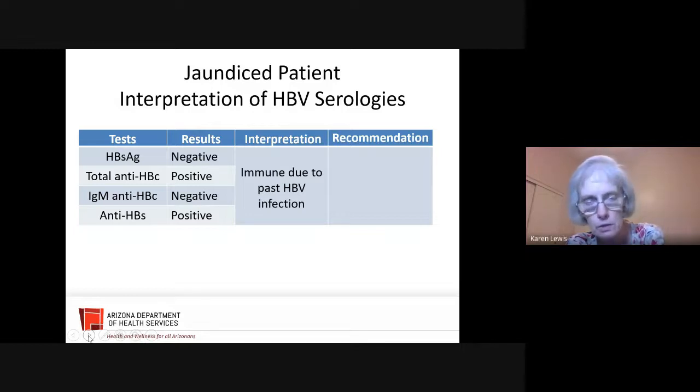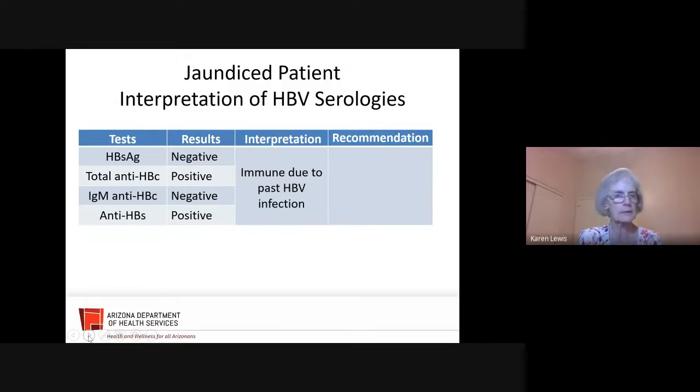They have cleared the virus, would have been an acute infection, so they no longer have surface antigen in their blood. They have been infected, and they're going to stay positive for the rest of their life for antibody to core antigen. But since they've cleared the infection, the IgM also goes away after 4 to 6 months. So that is negative.